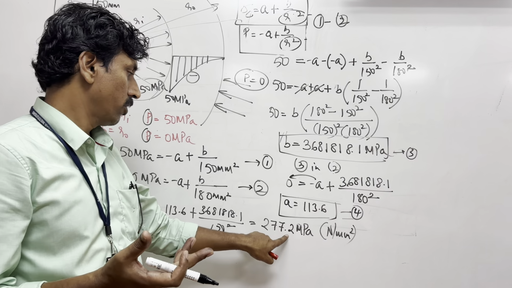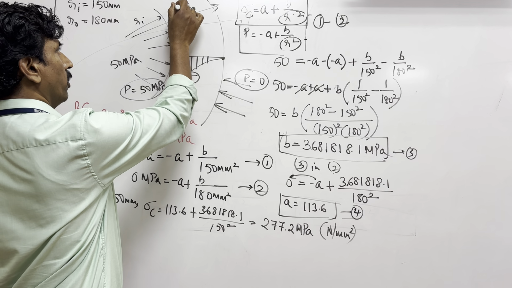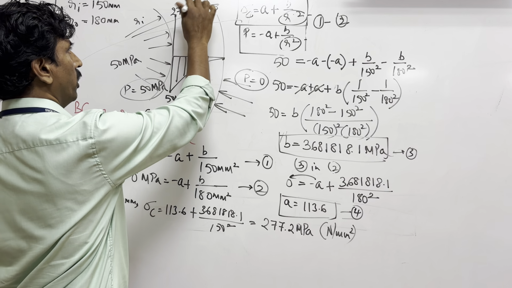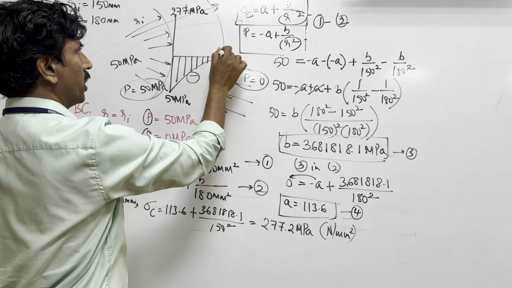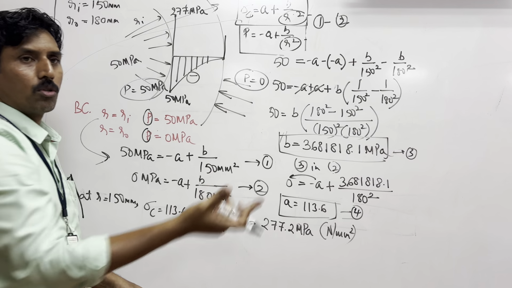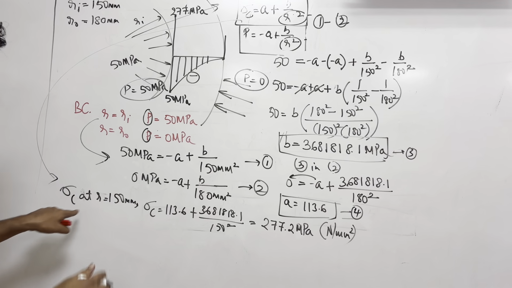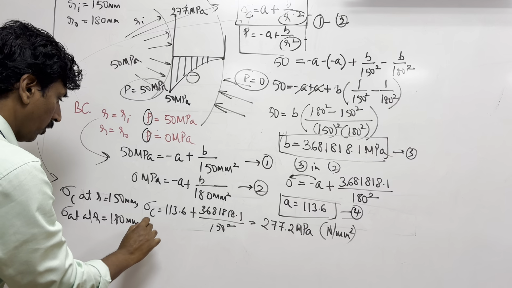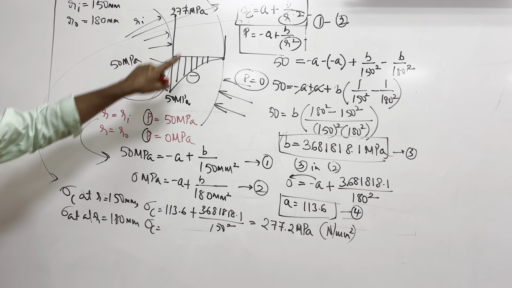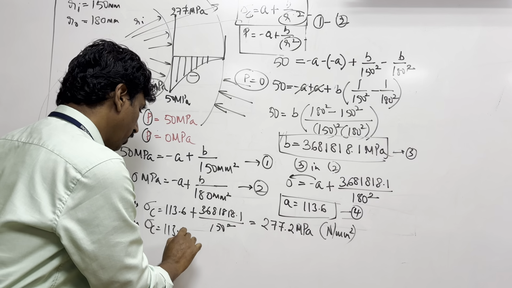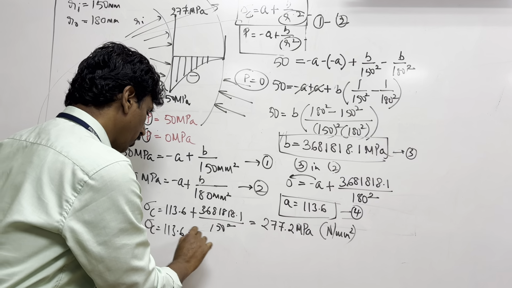Okay, so sigma C at inside you have got 277 MPa. So what is this sigma C outside? For that what I have to do? Sigma C at R is equal to 180 mm. So I should use the same equation, 113.6 plus 3681818 divided by 180 square. Then you get some answer. What is the answer? 227.23.